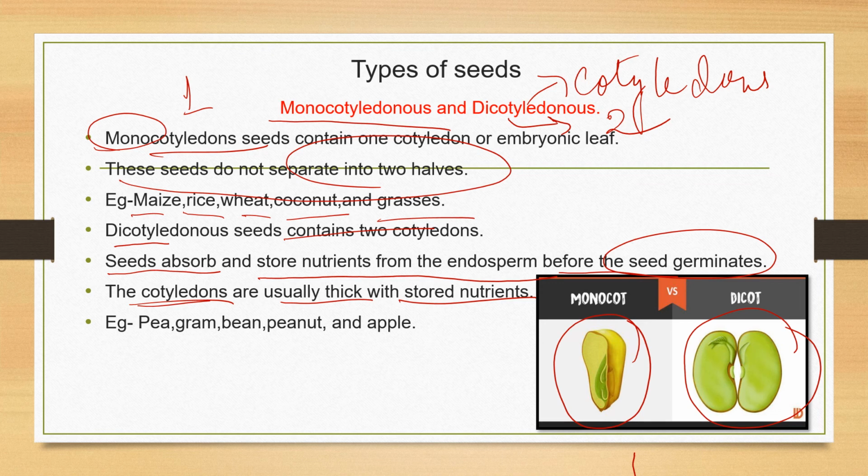So as they are storing, these cotyledons are storing the nutrients for the future use of the baby plant. They are thick in nature. Now what are the examples of dicot? Monocot, please remember these examples of monocot seeds because these are very common and they'll be coming in your exam.